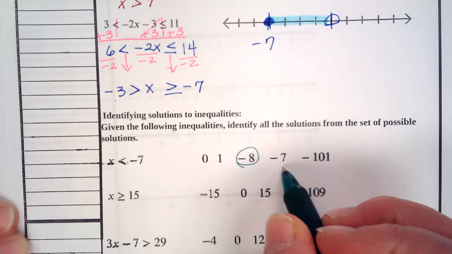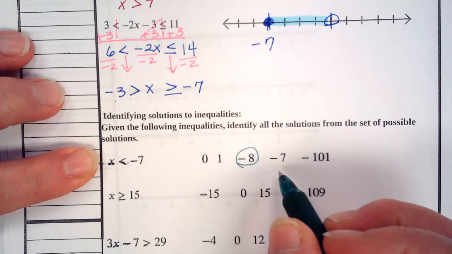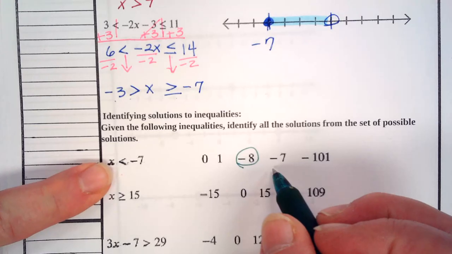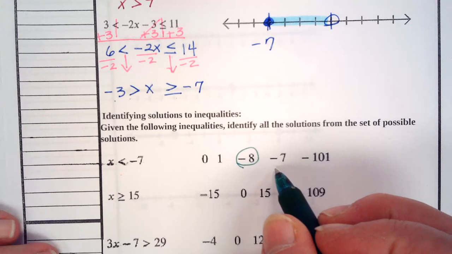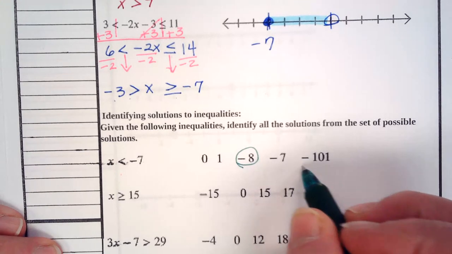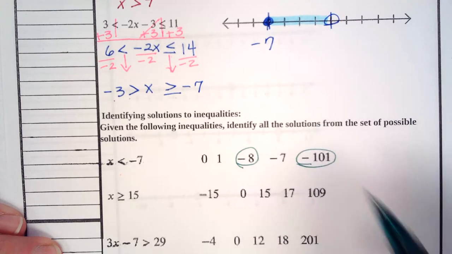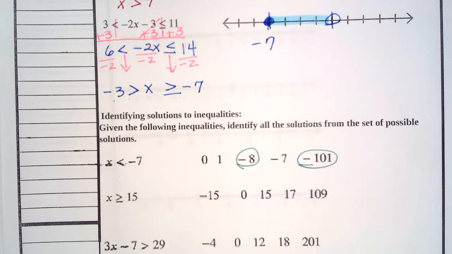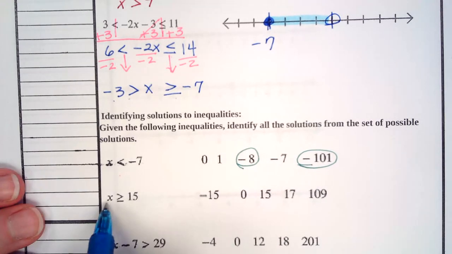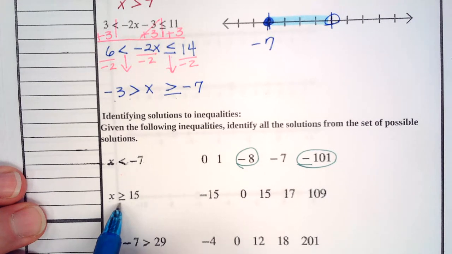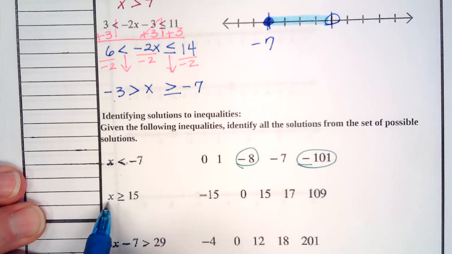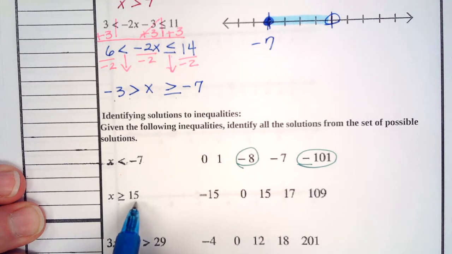Is negative 7 less than negative 7? No. Now, if it would have been less than or equal to, it would have been part of it. What about negative 101? Yes. Okay, for the next one, x is greater than or equal to 15. That means we're looking for numbers. The alligator mouth goes to the x, the small end goes to the 15. The smallest number is 15.